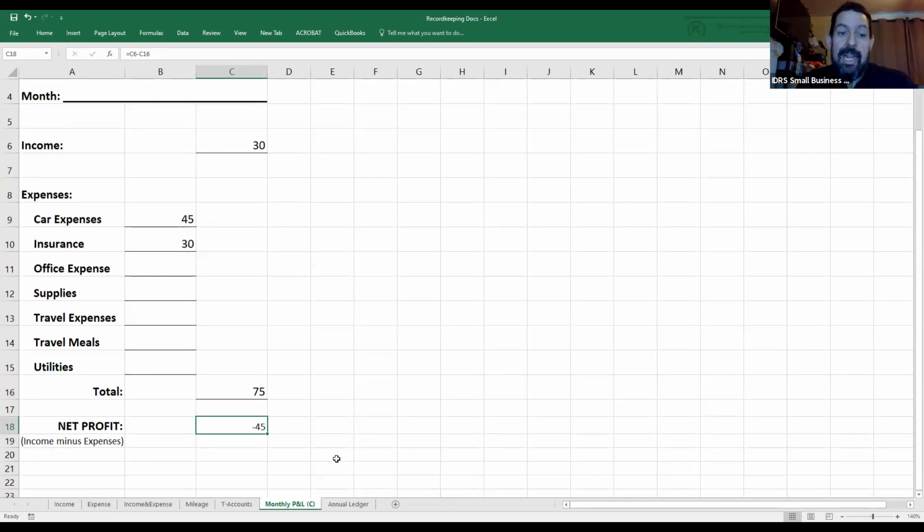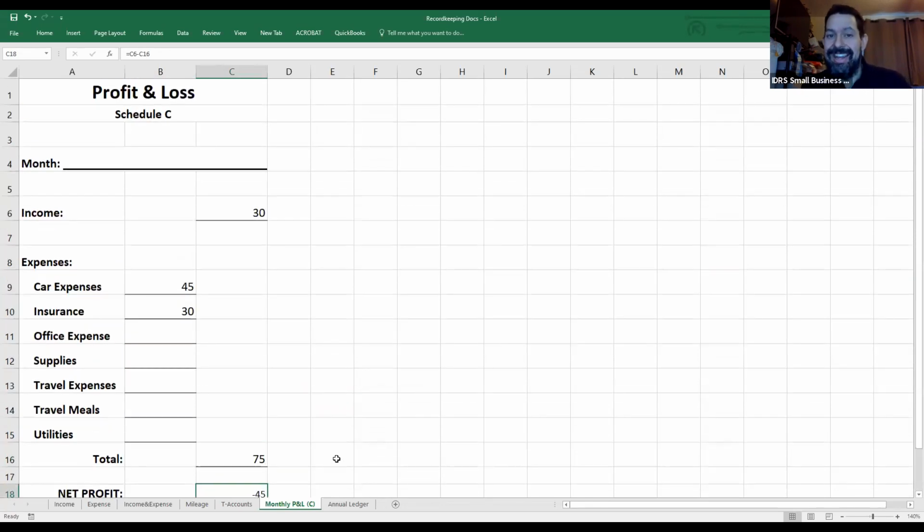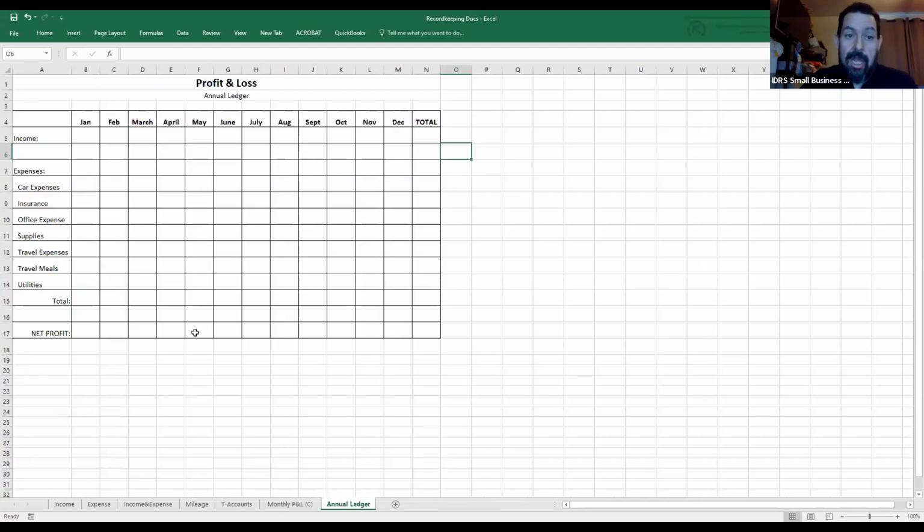And now you can see you've taken those financial records that you've collected all month long, and you've been able to make them into actionable data. And you can know, okay, this is what I'm selling. And then at the end of the year, you can actually have an annual ledger like this. And you don't even have to do the monthly profit and loss. You could put everything here.